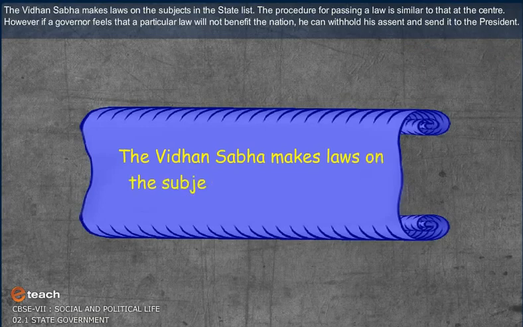The Vidhan Sabha makes laws on the subjects in the state list. The procedure for passing a law is similar to that at the center. However, if a governor feels that a particular law will not benefit the nation, he can withhold his assent and send it to the president.